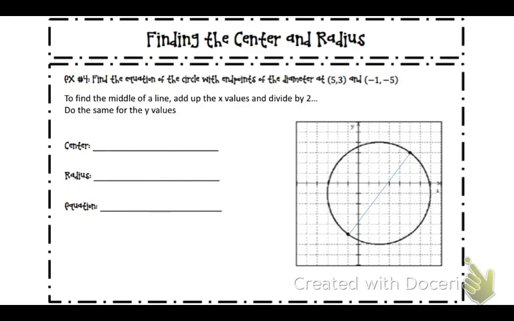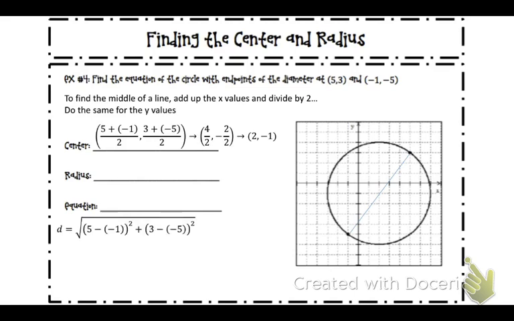To find the center of any line, you just have to add your x points and divide that by 2, and add your y points and divide that by 2. So that's going to be 5 plus negative 1 divided by 2, and then 3 plus negative 5 divided by 2, which is 4 divided by 2, and negative 2 divided by 2, which is 2, negative 1.